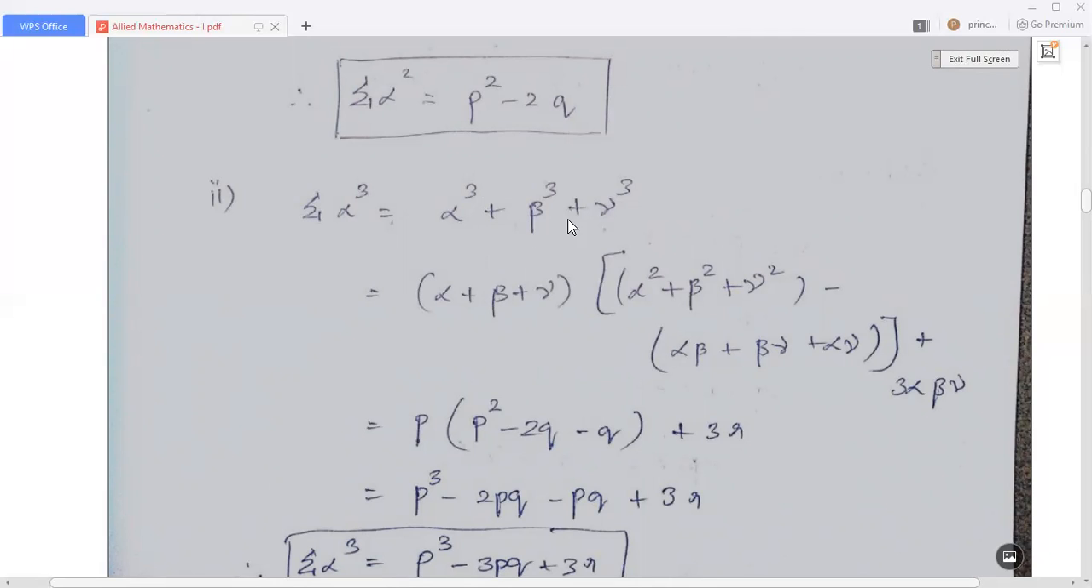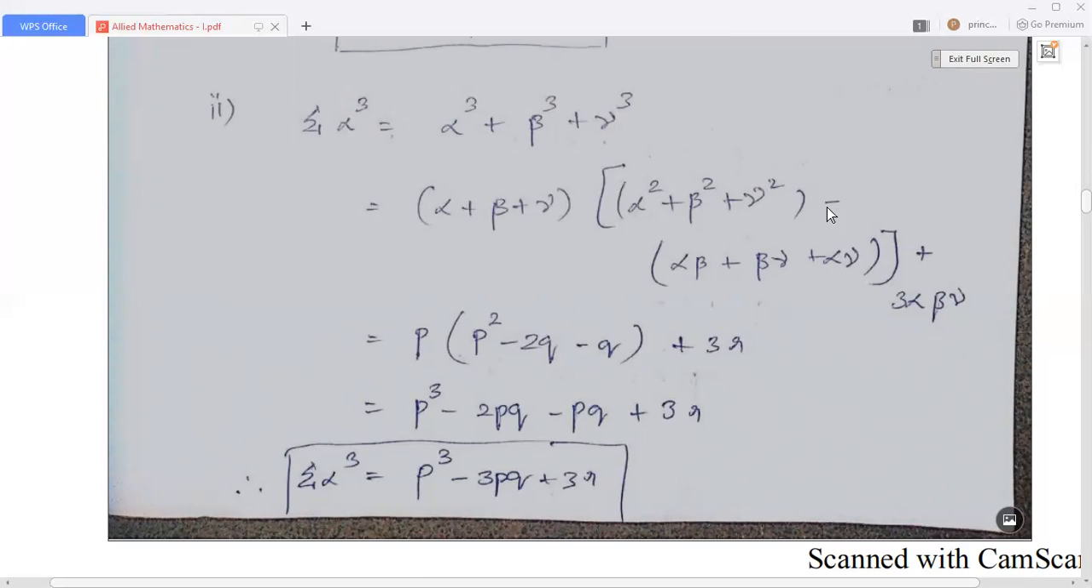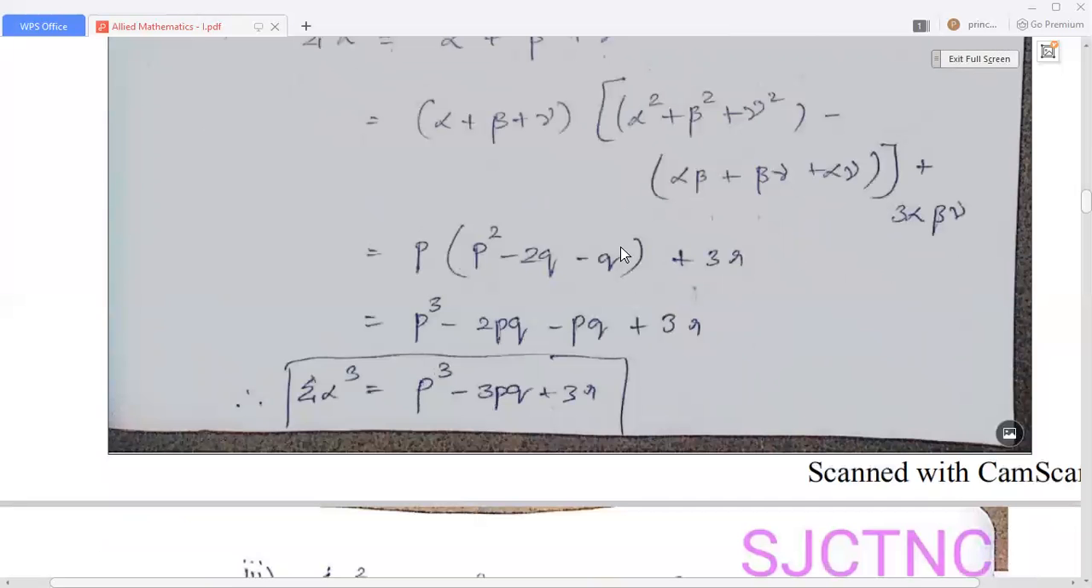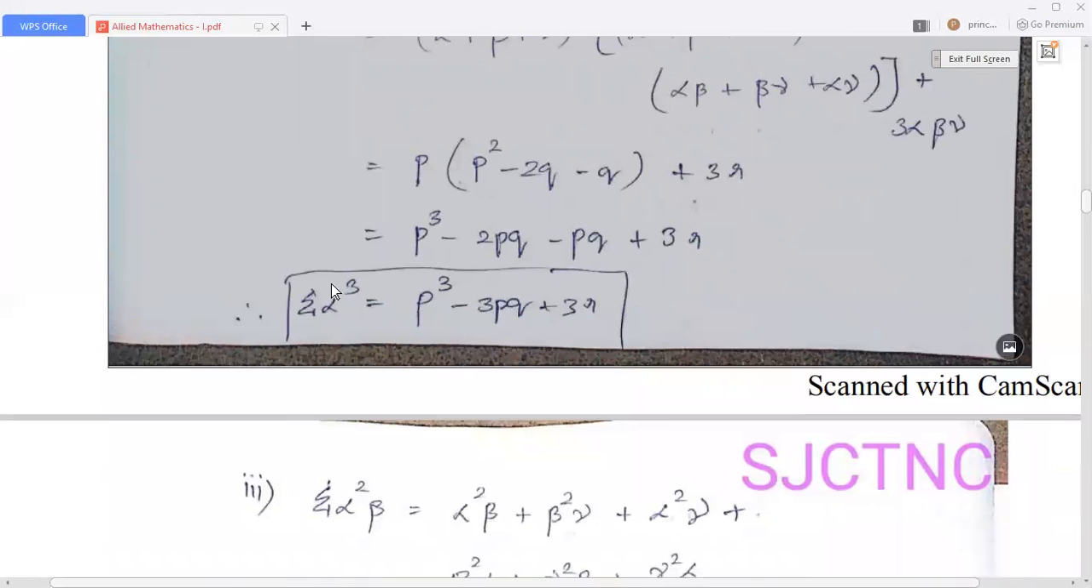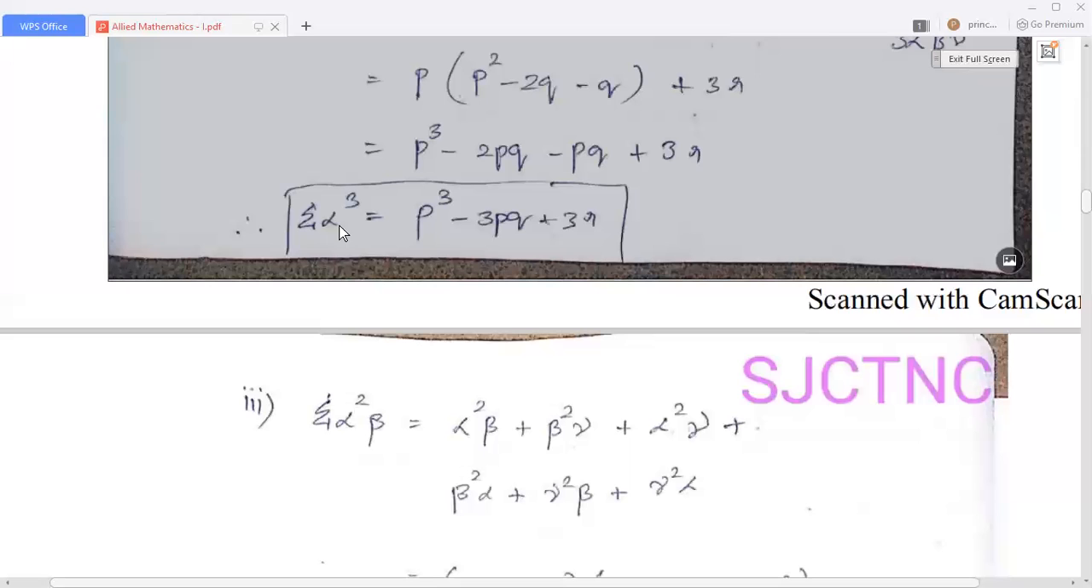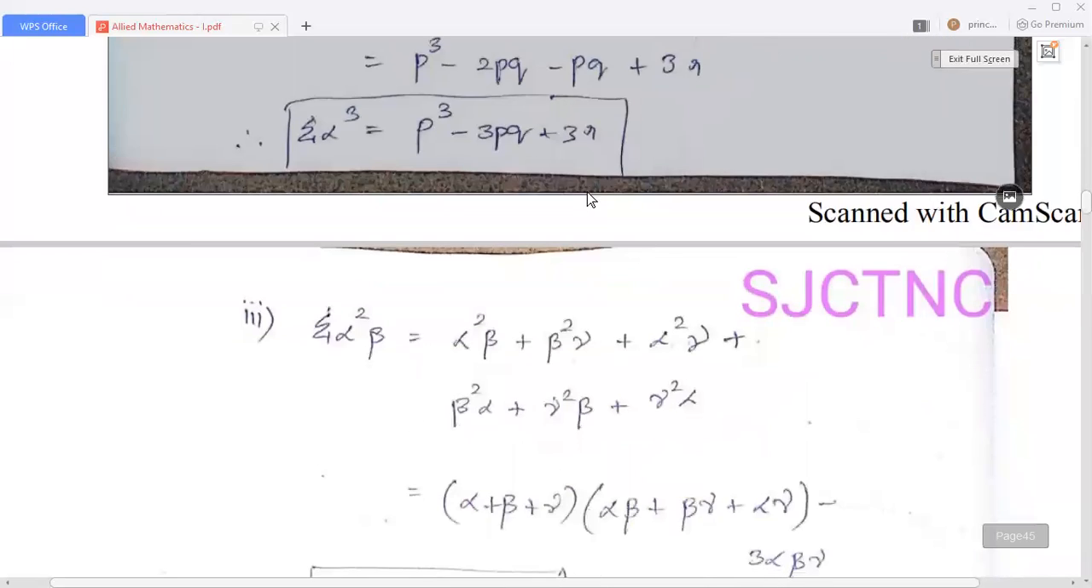Now we have to write a formula for this expression. So this is the convenient form where we can substitute the available values and the calculated values. Here when you substitute the values, we get p into p square minus 2q minus q plus 3 into r. When you simplify this, we get sigma alpha cube is equal to p cube minus 3pq plus 3r.